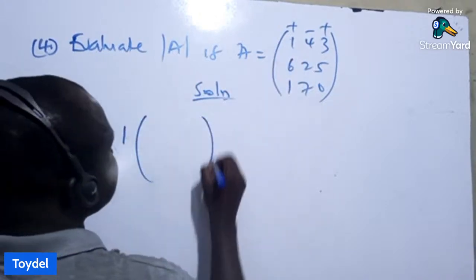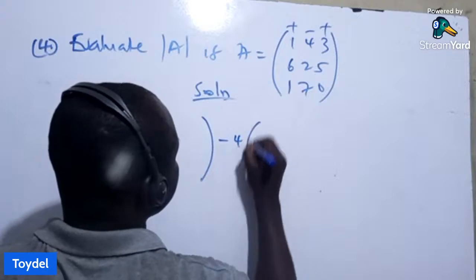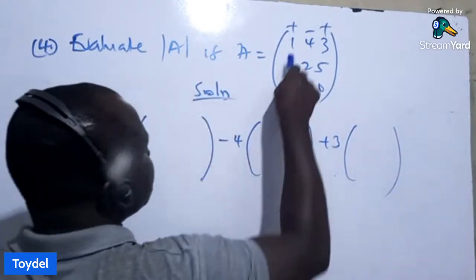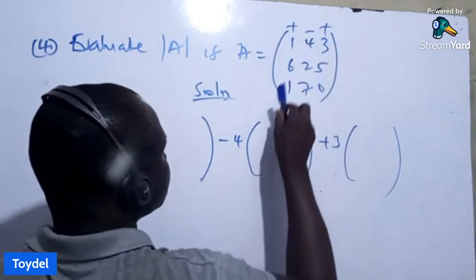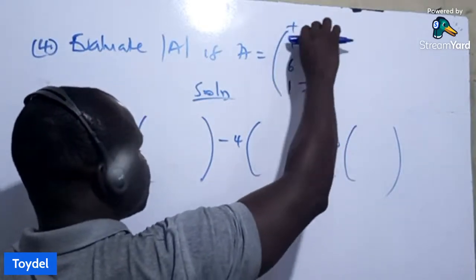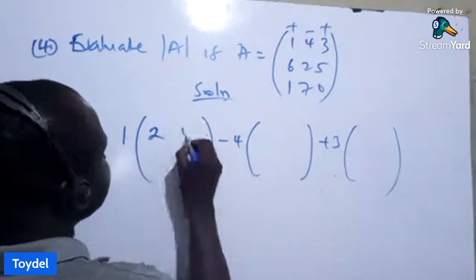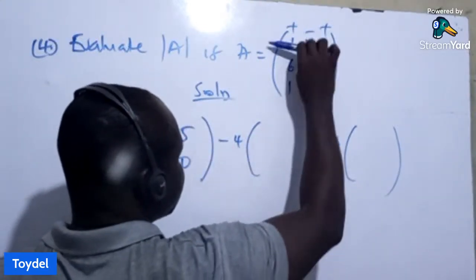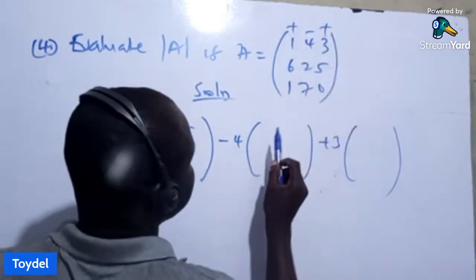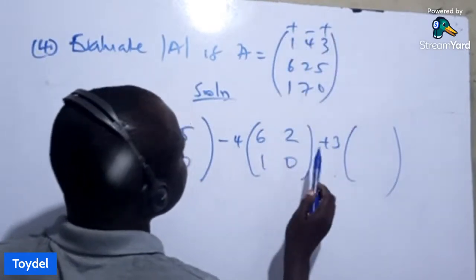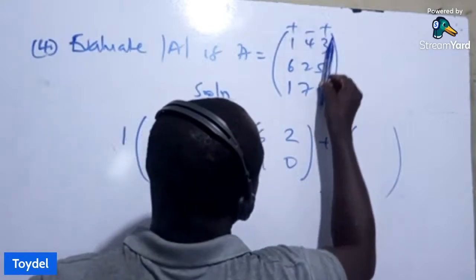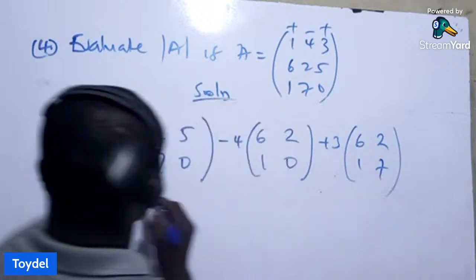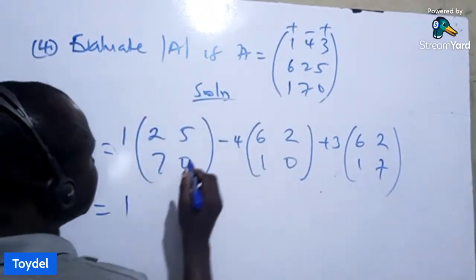1. Then here will be minus 4. Then we have plus 3. So how do we get that? 1 is along the first row and first column. So you pretend as if you cover the first row and the first column. You write out the leftover, 2 5 7 0. So 4, where we have minus 4, is along the first row and second column. You write out the leftover, we have 6 2 1 0. Then 3 is along the first row and third column. You write out the leftover. This is 6 2 1 7.